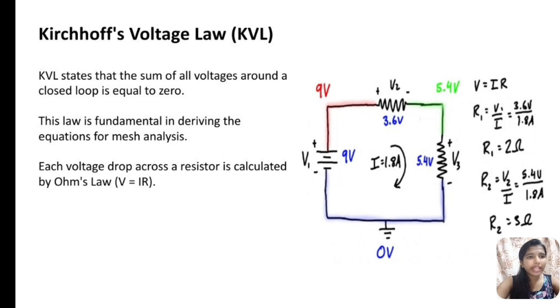So for this example you can see there is a current of 1.8 ampere and this is a single mesh. Now we are going to apply KVL. Here V is equal to IR, and now we are going to find R1, which is equal to 2 ohms, and for R2, again applying Ohm's law, you are going to get 3 ohms.